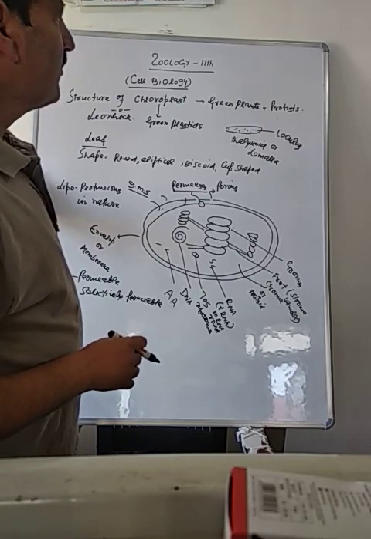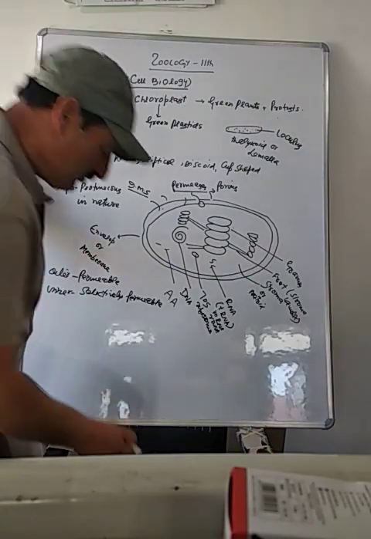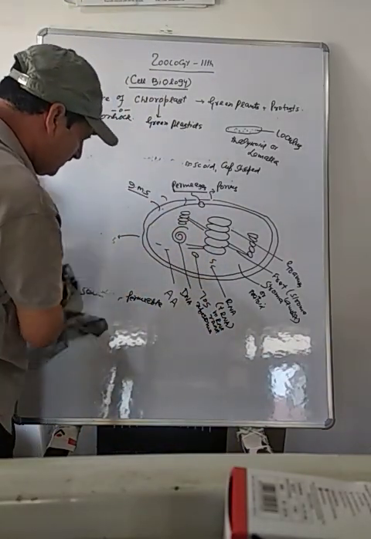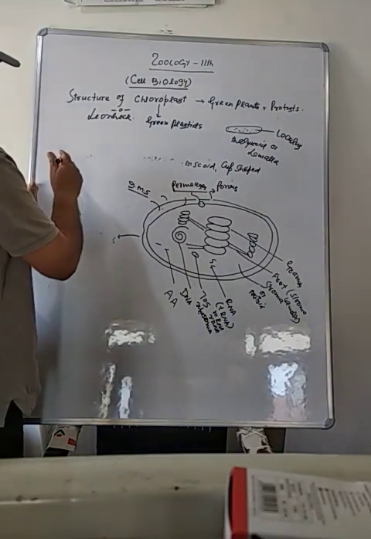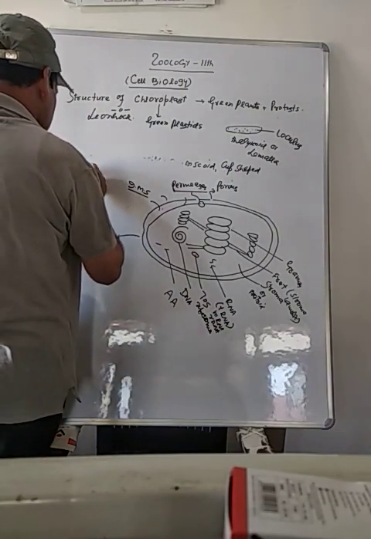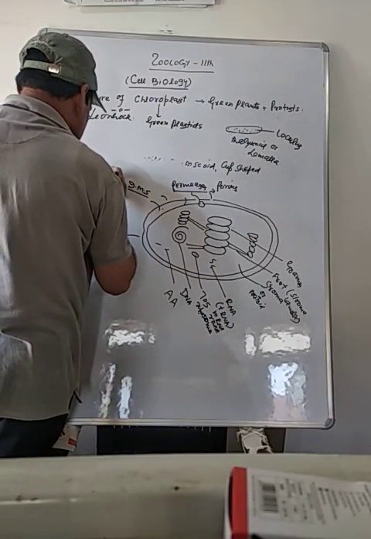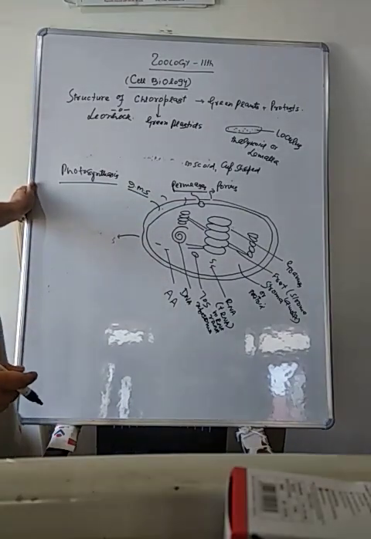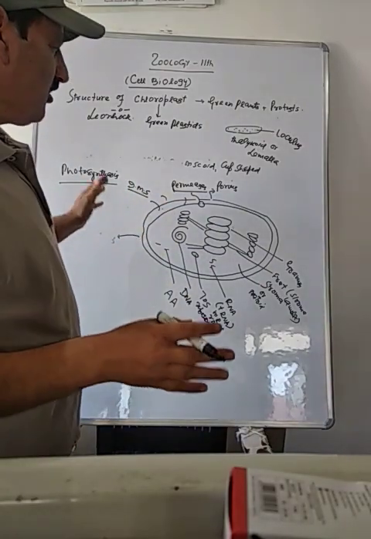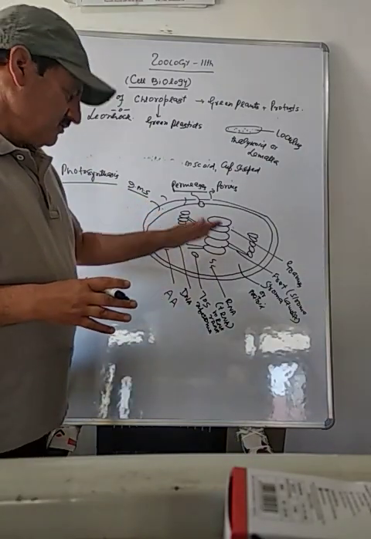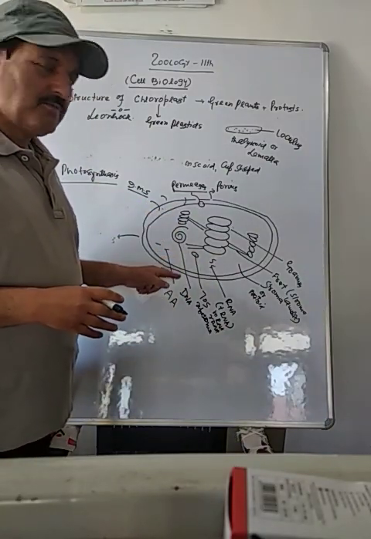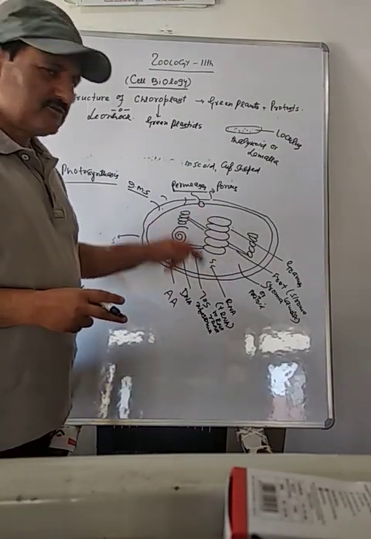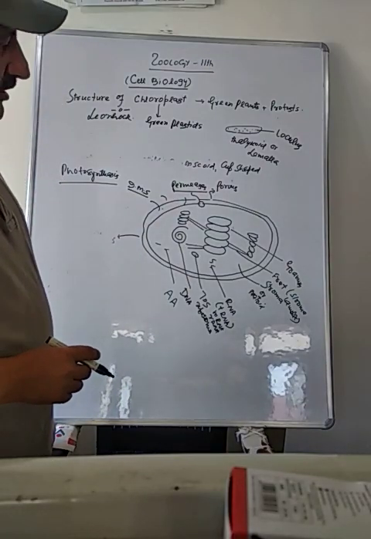Now, the main function of the chloroplast is photosynthesis, that is, chloroplasts help in the formation of food for a plant. The other function is that it can also form proteins, but the primary function is that with the help of chloroplasts, it traps sunlight, and water is available.